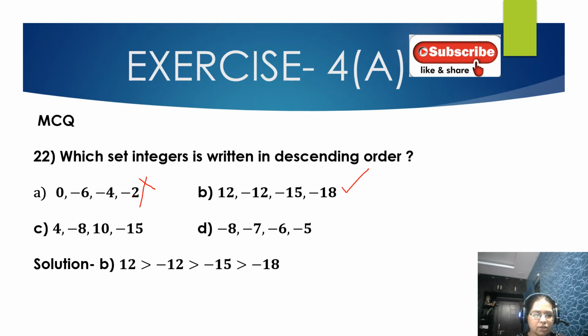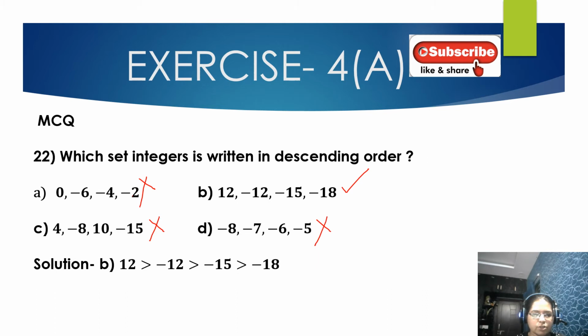C, 4, minus 8, 10, minus 15. Here 10 is the greatest positive integer and minus 15 is the smallest negative integer. So this option also, here starting with 4, so this option also incorrect. D, minus 8, minus 7, minus 6, minus 5. Here minus 8 is the smallest negative integer and minus 5 is the greatest negative integer in the sets of integers. So this option also incorrect.